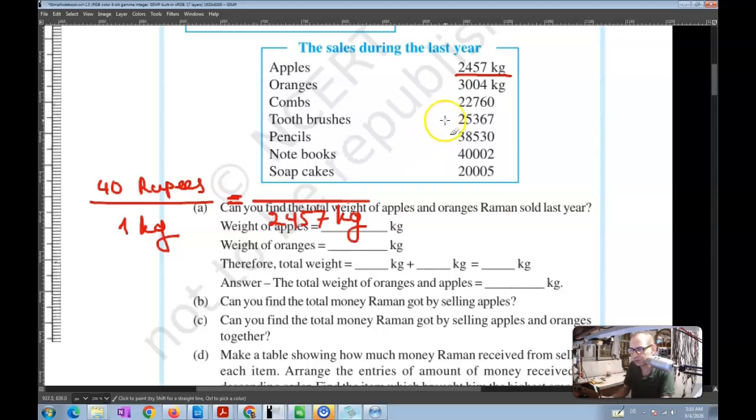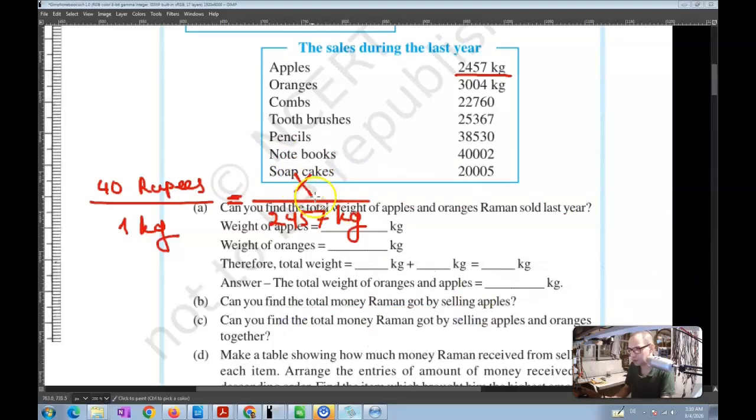meaning that if you write it in the numerator, then the whole thing will simply not work. And now I want to know the total money that Rahman got by selling these apples. So the money is in the numerator, in rupees. So I put an X over here, which means that I want to calculate this X, right?